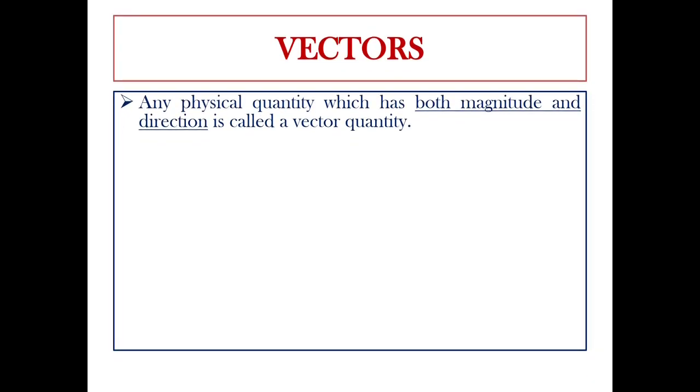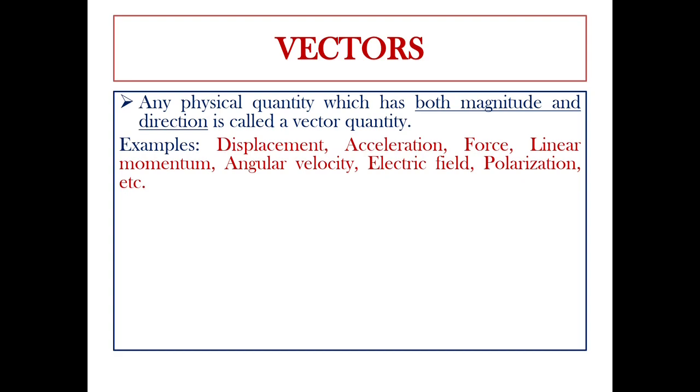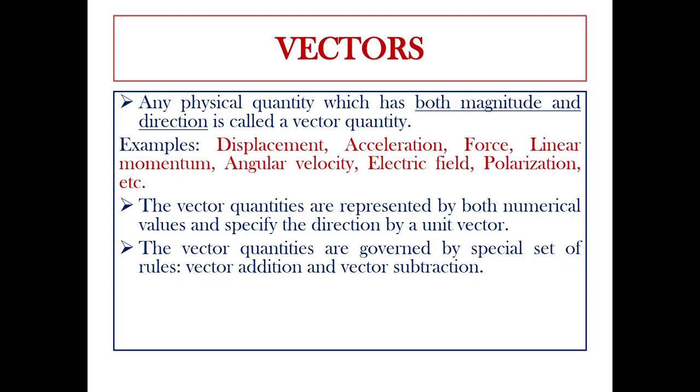Next, let us see about vector quantities. Any physical quantity which has both magnitude and direction is called a vector quantity. Some of the examples to highlight are displacement, acceleration, force, linear momentum, angular velocity, angular momentum, electric field, polarization are some. Generally, the vector quantities are represented by their numerical values, and they also specify the direction by a unit vector.